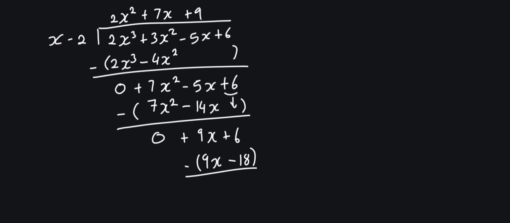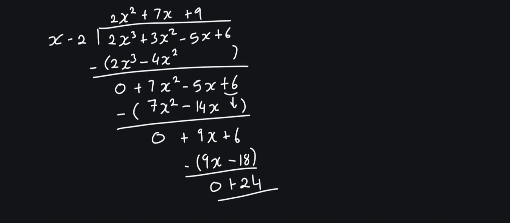Again, we subtract it. So 9x minus 9x is 0. 6 minus 18 is the same as 6 plus 18, and that would be 24. So in this question, you see that this is not 0, this is 24. That means our remainder is 24.